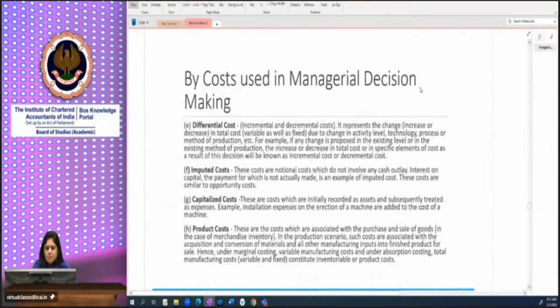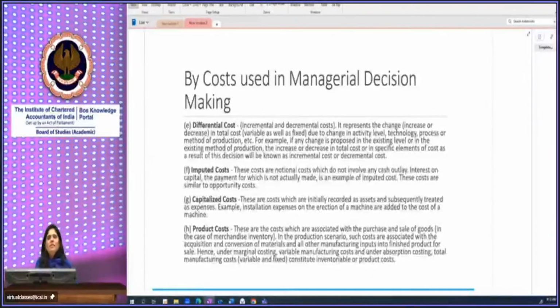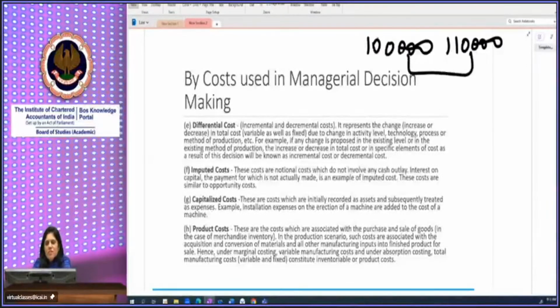Moving further, differential cost. Differential cost is, let us say we change the method of production. The cost was 1 lakh earlier. Now we have changed the method of production. Let us say new technology is introduced. Now the cost is 1 lakh 10,000. So the differential cost means the difference of the earlier cost with the present cost. So the differential cost is 10,000. It is the difference of cost due to a different method of production, due to different technology, whatever you are changing.